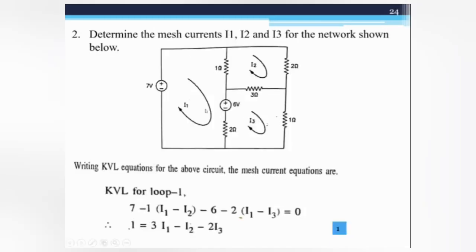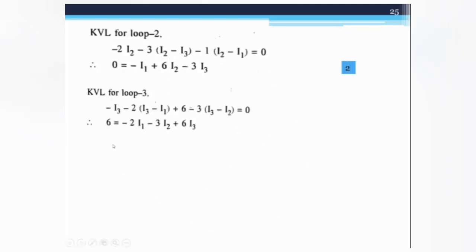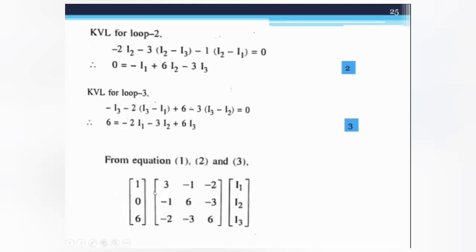Similarly, for the third loop, 6 equals 3i3 minus i2 plus i3 plus 2 into i3 minus i1. So our third equation becomes 6 equals minus 2i1 minus 3i2 plus 6i3. Now prepare the matrix. Here the equal sign is there, right? So [10, 6, 6] equals [3, -1, -2; -1, 6, -3; -2, -3, 6] times [i1, i2, i3]. Find the determinants D, D1, D2, D3 by applying Cramer's rule.